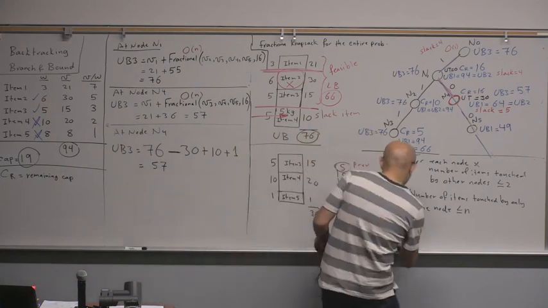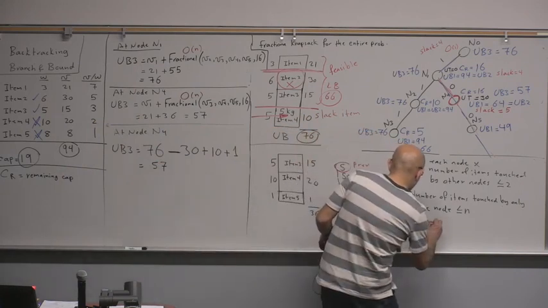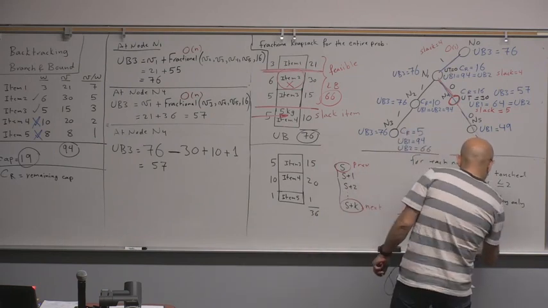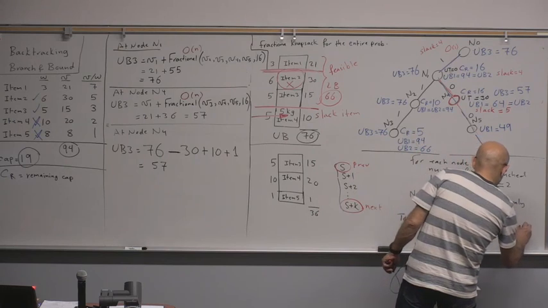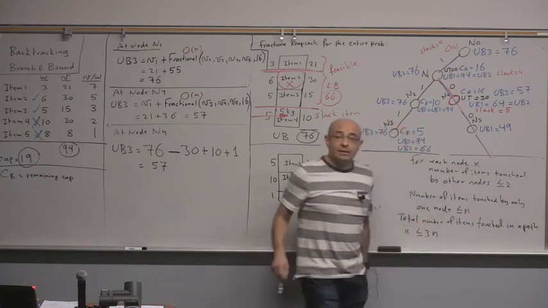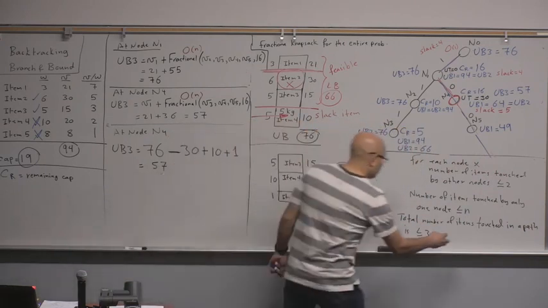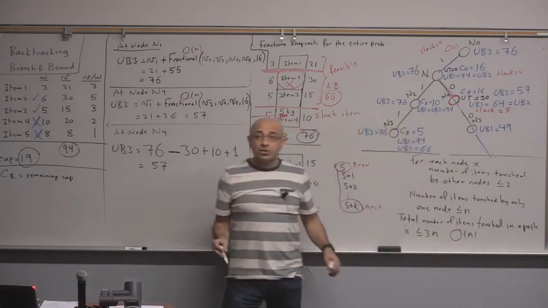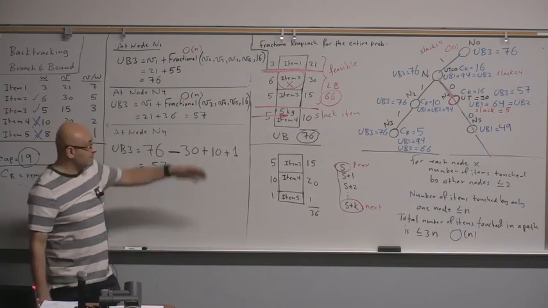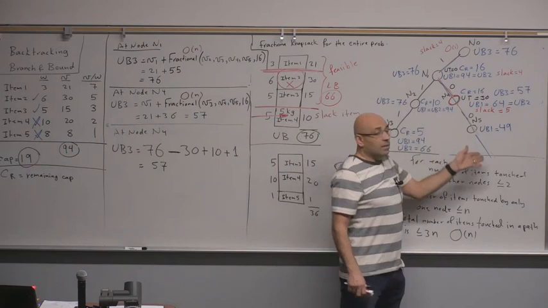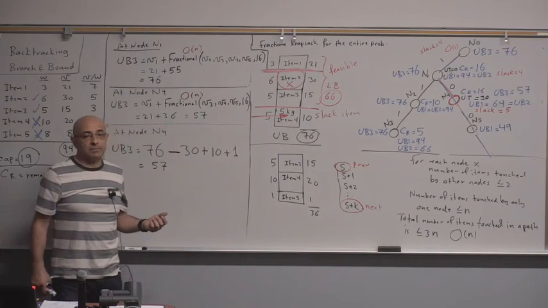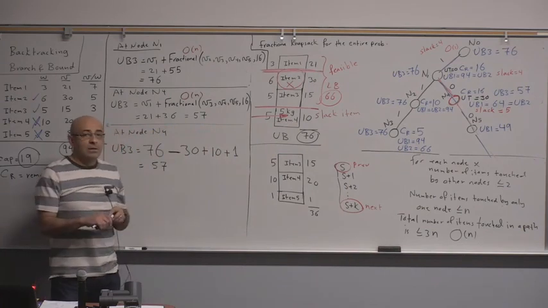So the total number of items touched in a path is less than or equal to 3n, and 3n is O of n. So this shows that you can touch a maximum of O of n items along any given path, which means that the average amortized time per node is O of 1.